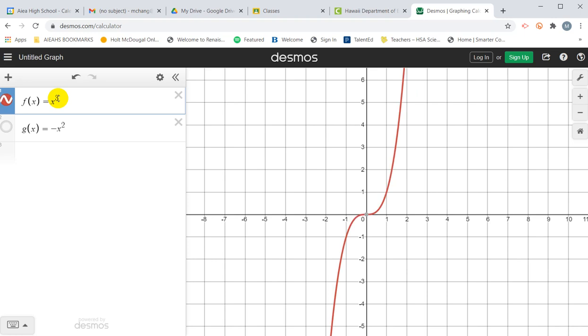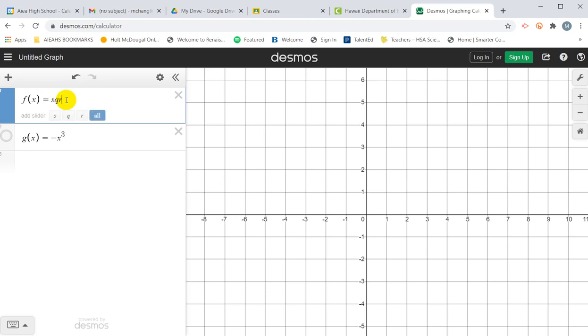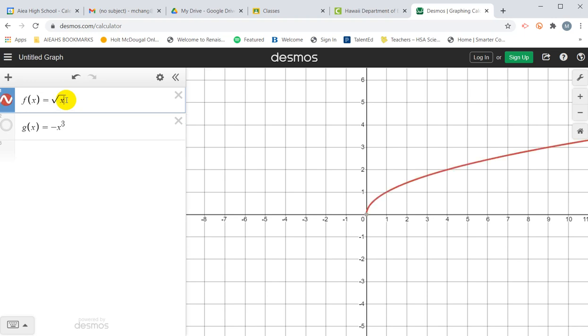Let's change it to a cube. So that's what that's going to look like. But then if I put a negative in front here, it's going to, again, just flip it across the x-axis, in blue, that you can see there. And then let's say I put square root of x. So that's that one. And let's say I put a negative in front, so negative square root of x. So this is also going to flip across the x-axis.